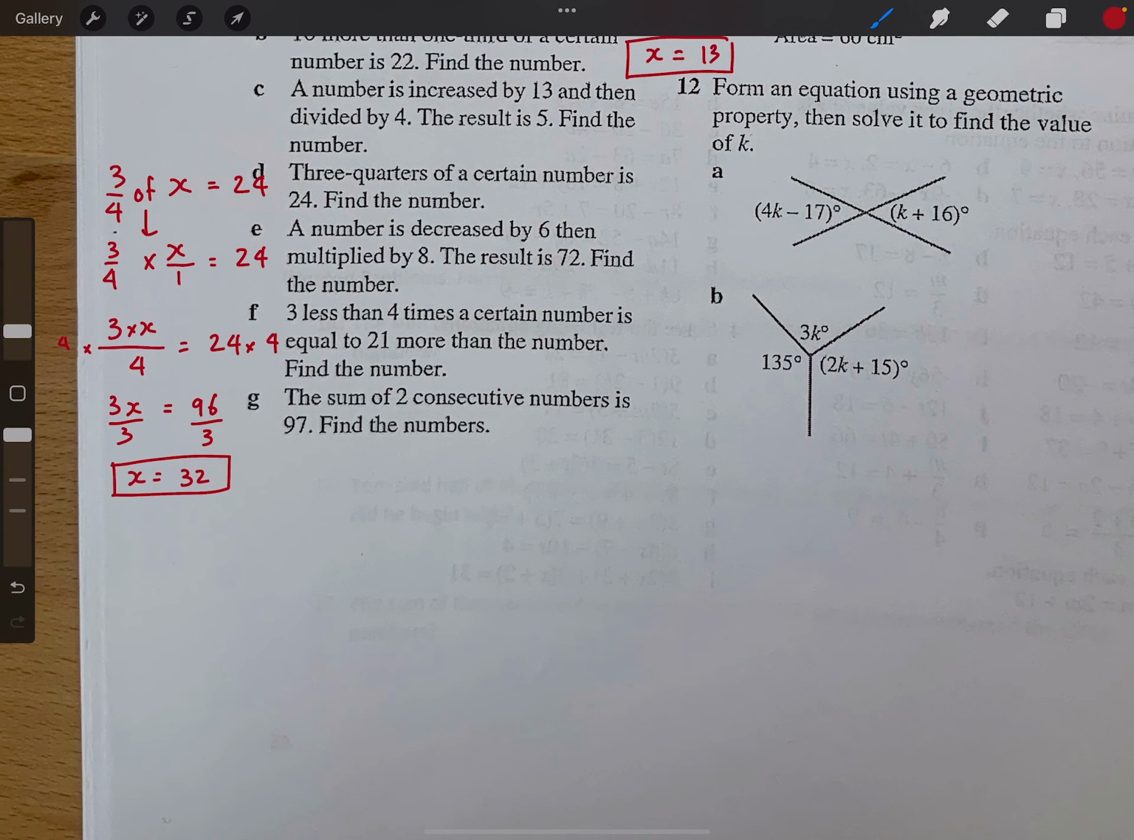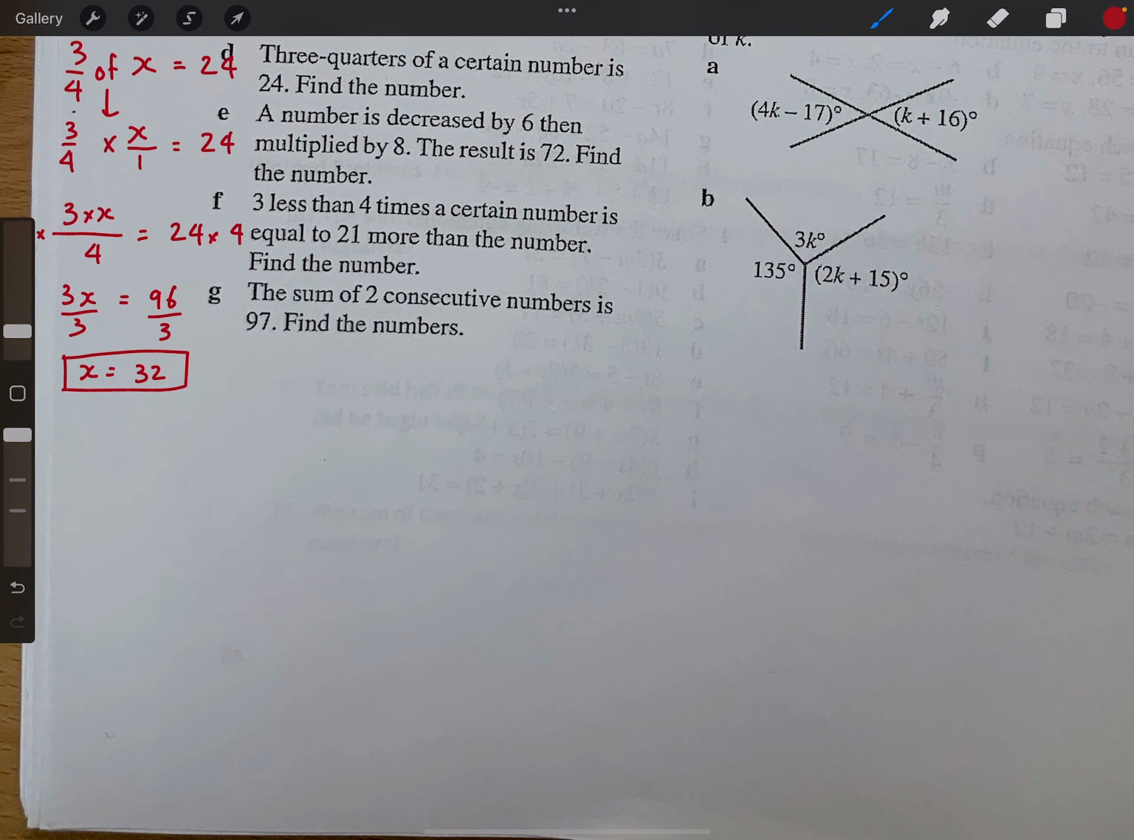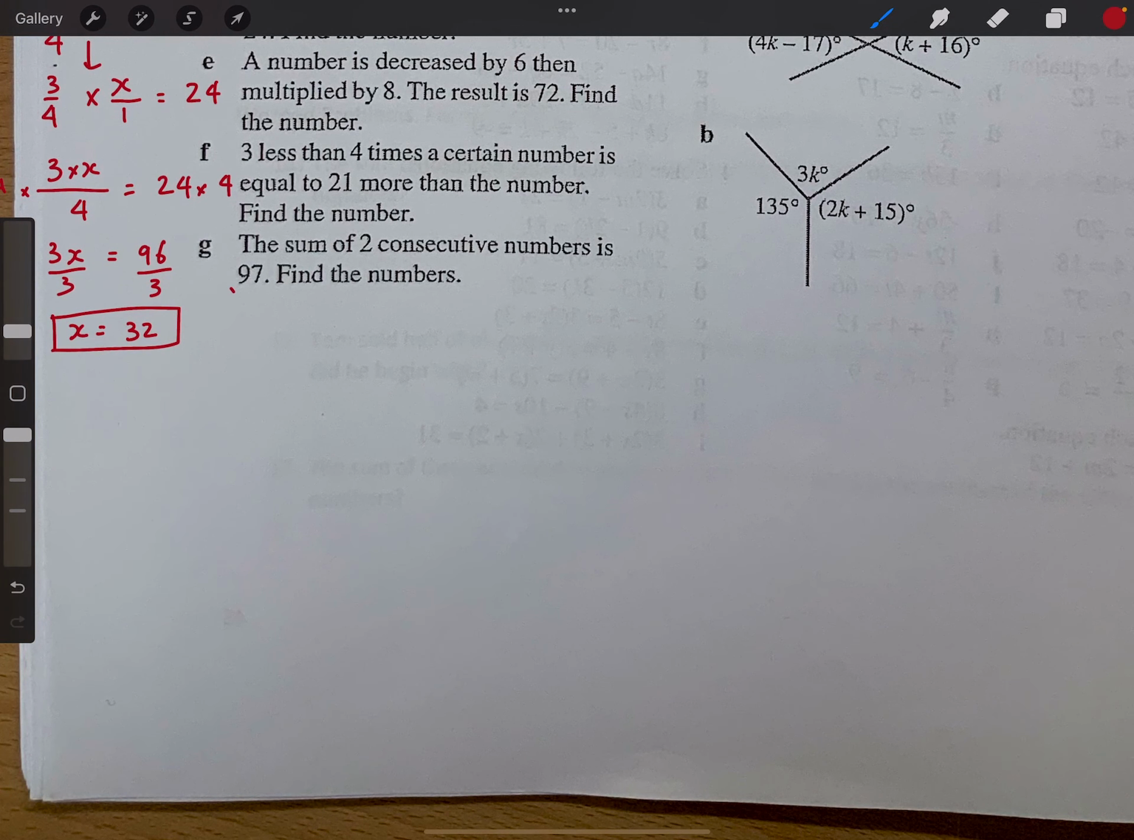I'm going to do question G. The sum of 2 consecutive numbers is 97. Find the number. So consecutive numbers means one after another. So for example, 3 and 4. So 4 is right after 3. Or 7 and 8. Or you could say 8 and 10. These are consecutive numbers, but they're even consecutive numbers.